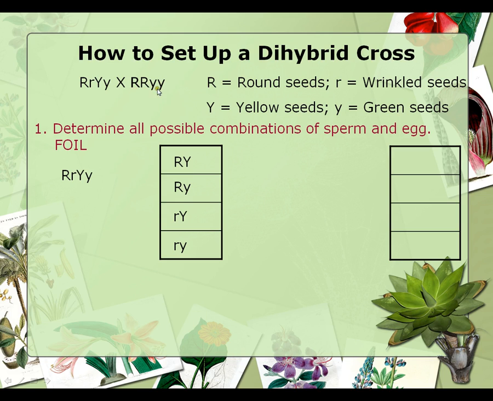Now we're going to go on and talk about this parent. And we're going to determine the possible gametes for this one. This one is a little bit easier because all the R's are the same and all the Y's are the same. But the FOIL method still works.